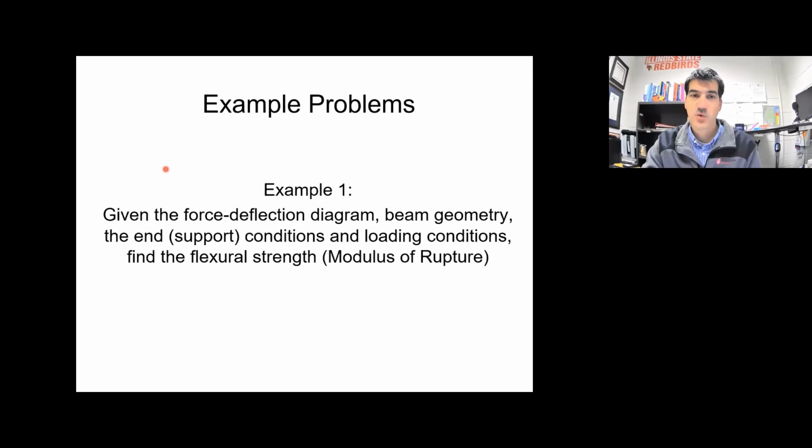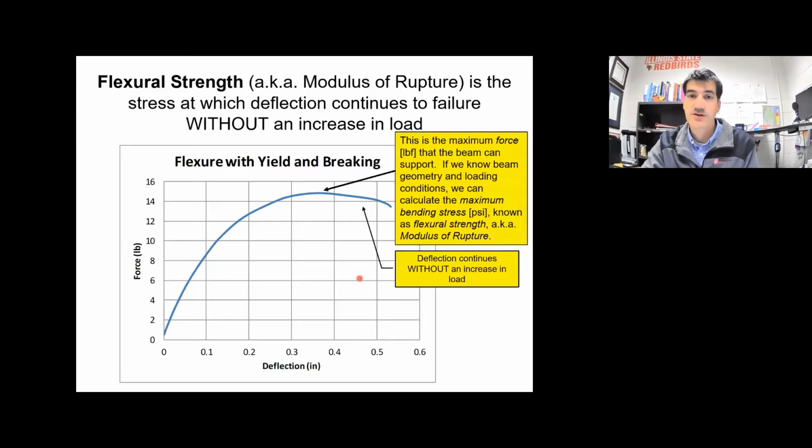So for the first question, on page 87 in the lab manual, we're going to be given the force versus deflection diagram and the geometry of the beam, as well as the support conditions and the loading conditions, how it was loaded. And we want to find the flexural strength. Remember, the flexural strength, aka modulus of rupture, is the value of stress when it was at its maximum, the maximum value of stress that this beam can support, all right?